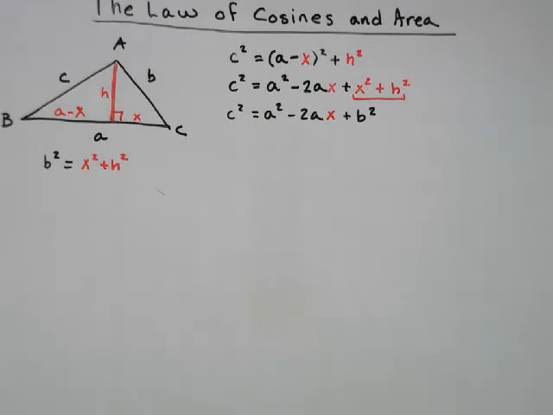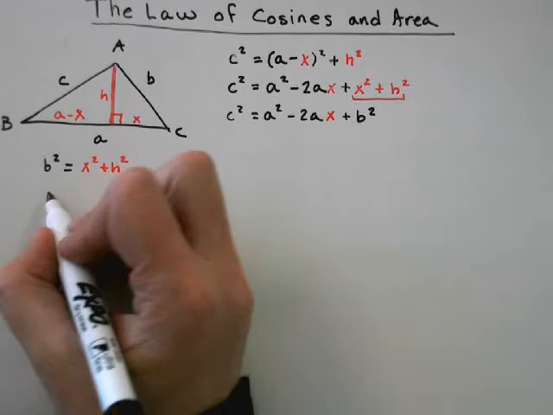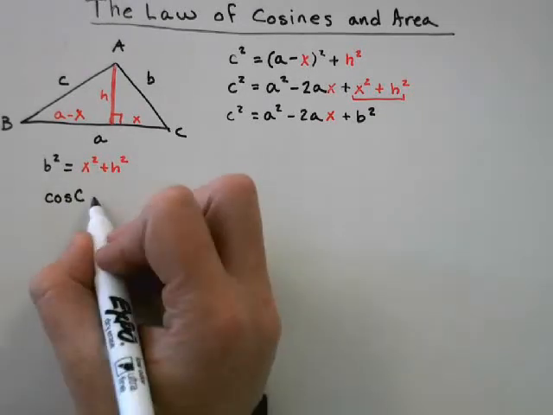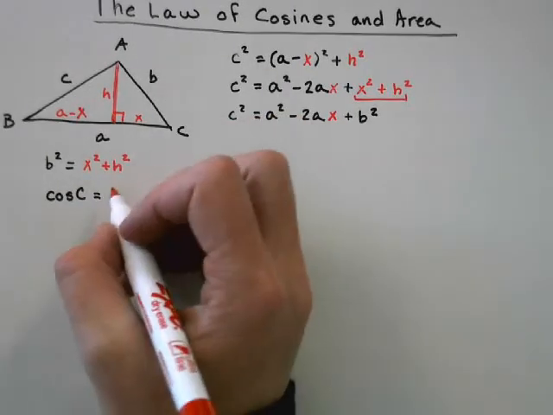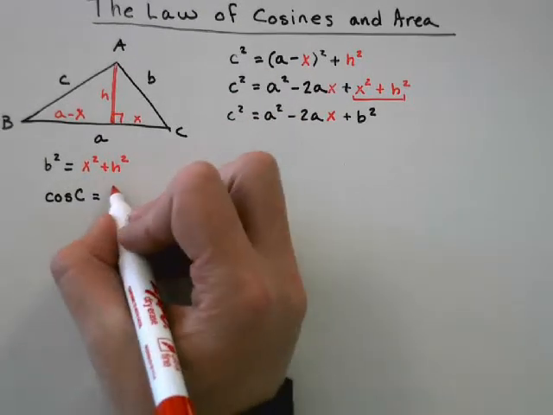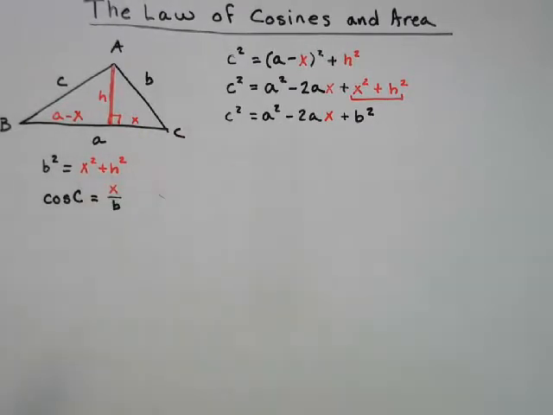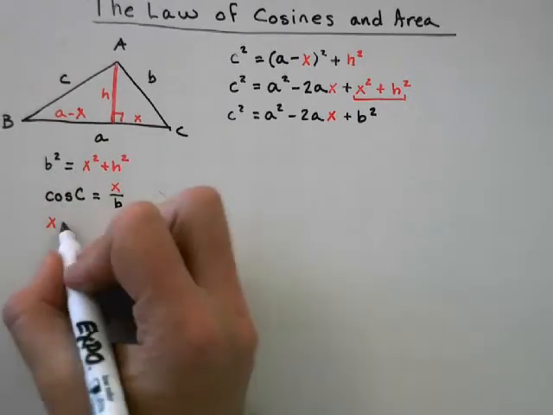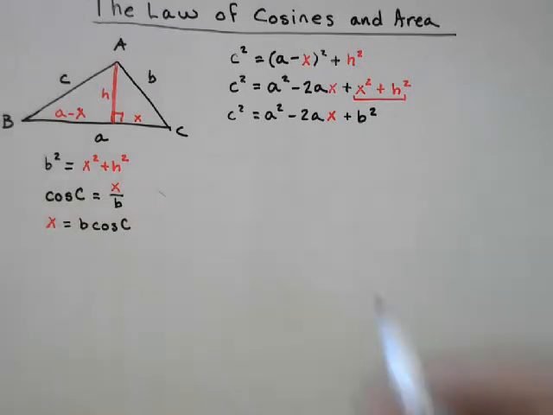So the last thing I need to get rid of is that X, and it's called the law of cosines, so let's go ahead and throw in a cosine. We're going to do the cosine of angle C. Cosine of angle C is going to be adjacent over hypotenuse. So that's going to be X over B, which means X is equal to B cosine C.